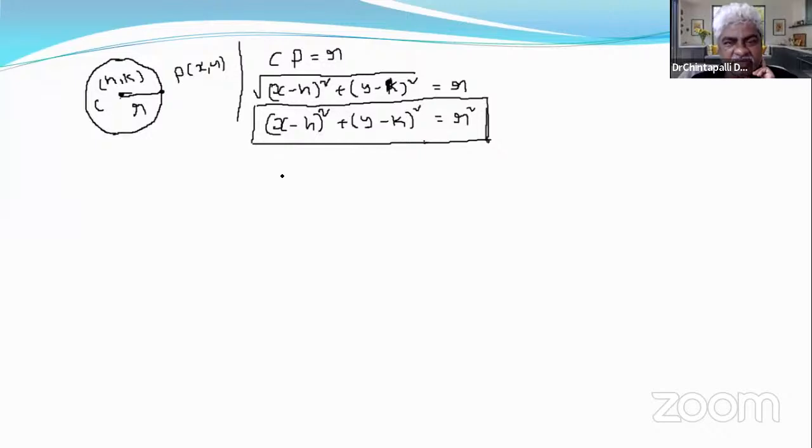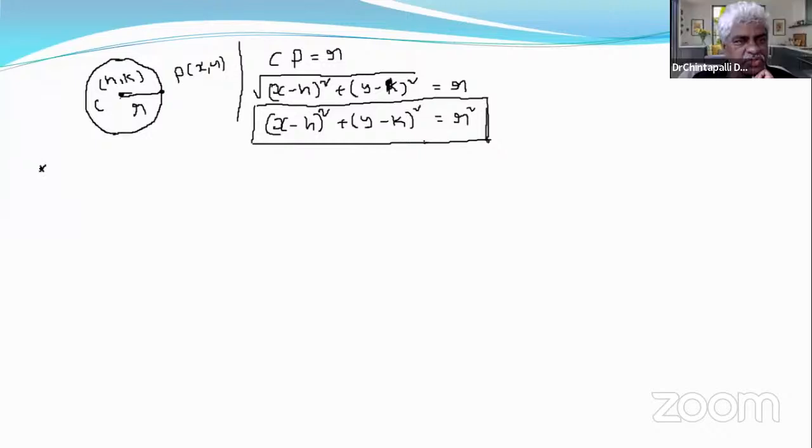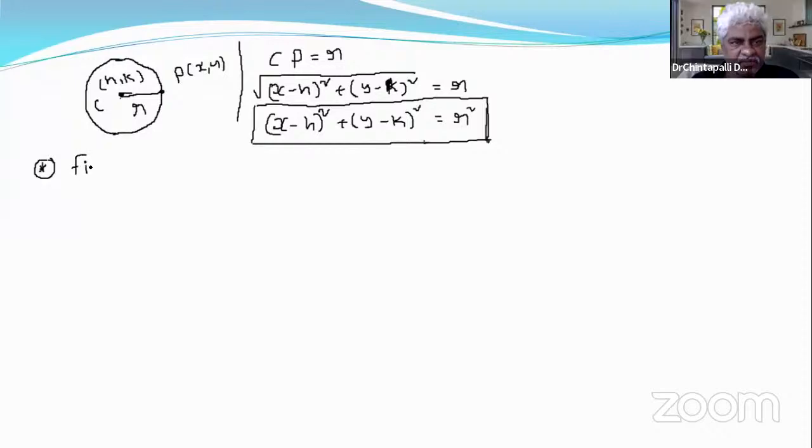See, the equation of a circle with center h comma k and radius r is x minus h whole square plus y minus k whole square equal to r square. Let us use this formula. This formula is used to find the equation of a circle when the center and radius are given. It's very important to have the center and radius to find the circle. These two elements are needed. For example, the question is like this: find the equation of a circle.